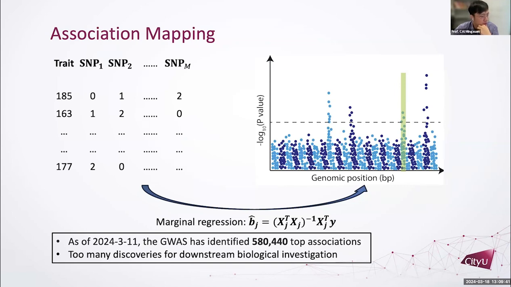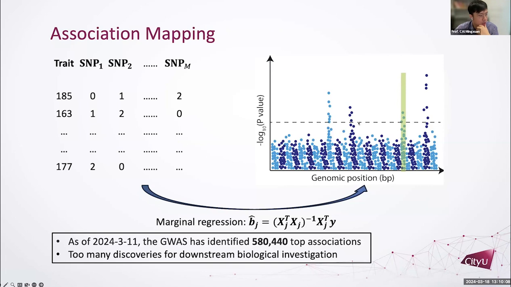But the question is that with so many associations identified, it actually makes the downstream biological investigation very complicated. You get a very large number of signals across the genome, and biologists will need to follow up on each of the identified signals. That will be very hard and very costly.